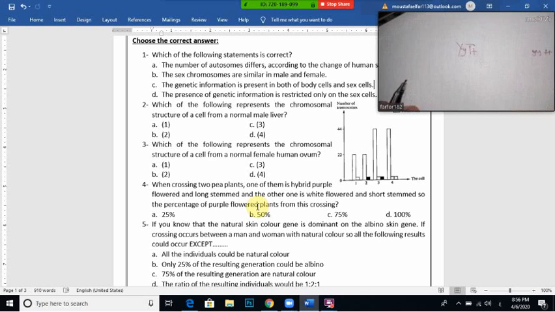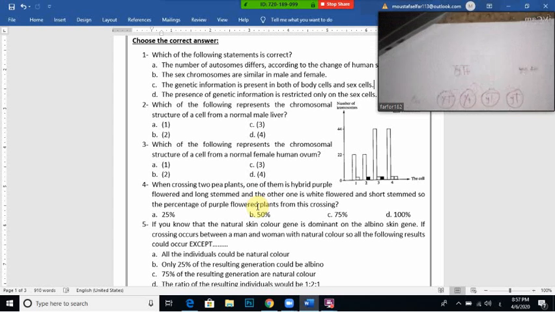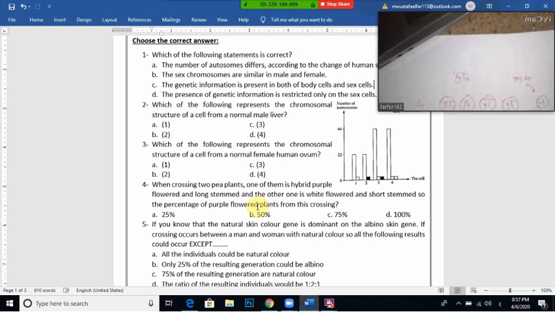The gametes of the first individual will be YT, Yt, yT, yt. And here's the gamete of the second individual, which will be yt. The first cross will be YyTt, Yytt, yyTt, yytt.